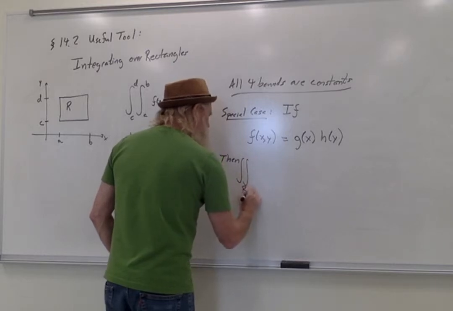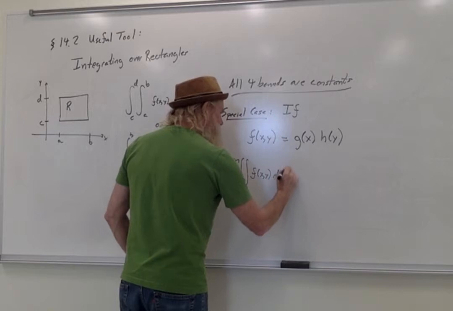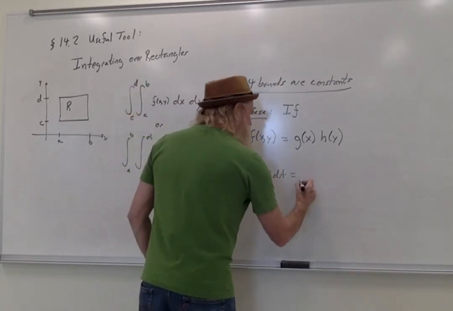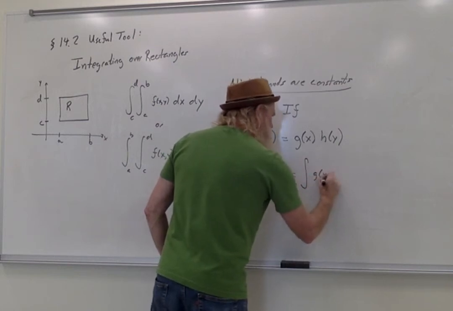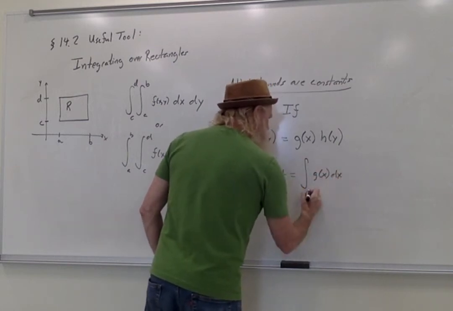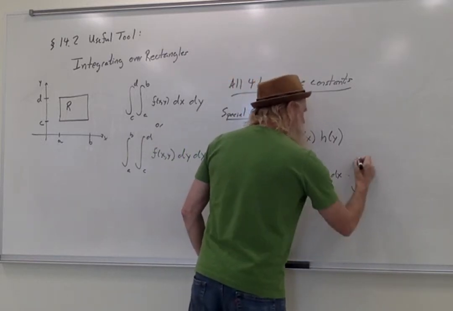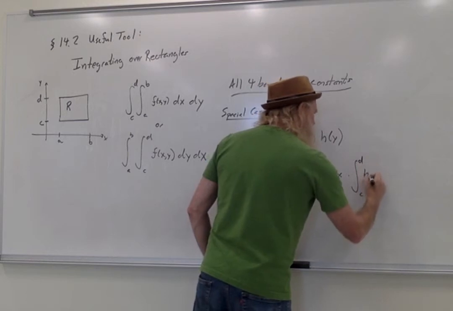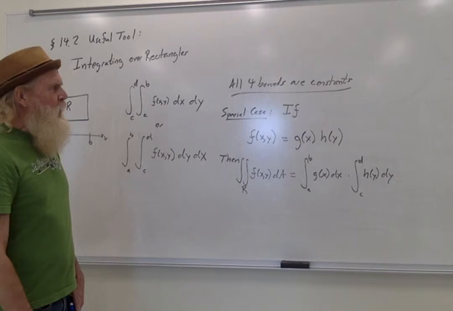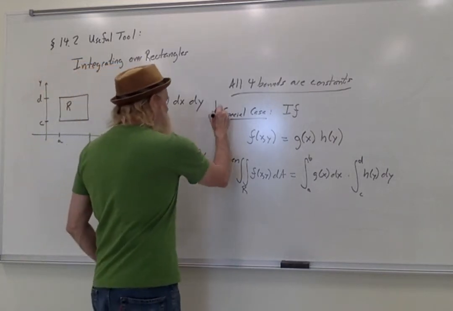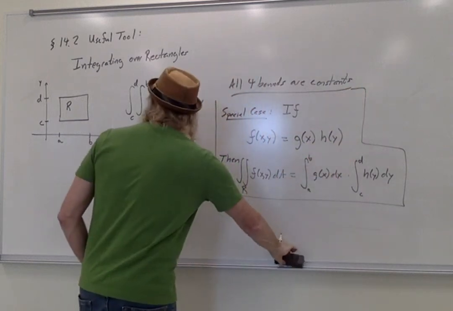The double integral over that rectangle of f of x and y with respect to area can be broken down as the integral of g of x from a to b multiplied by the integral from c to d of h of y dy. Now, before I give you some examples, let me give you an idea of why this is true, and then we'll practice it.